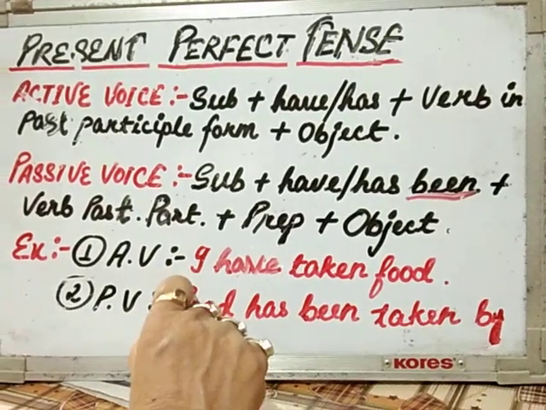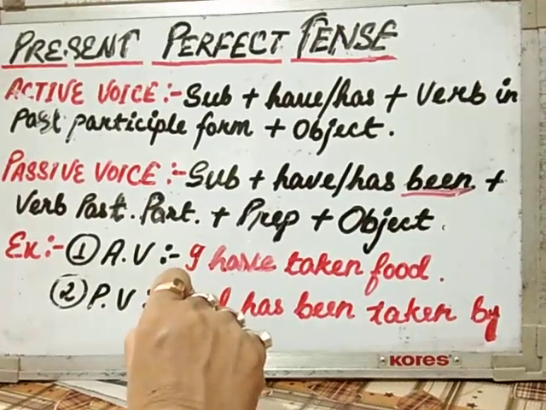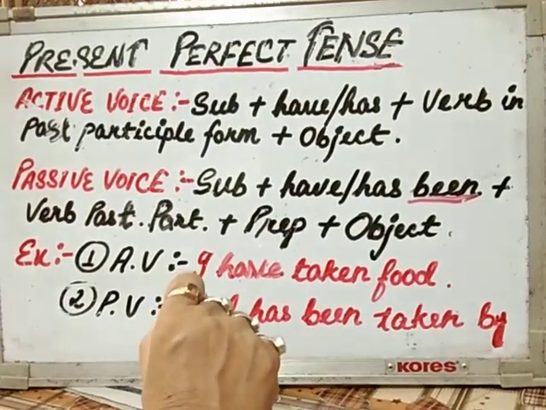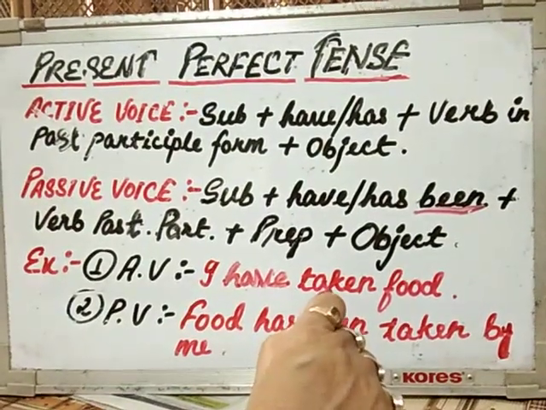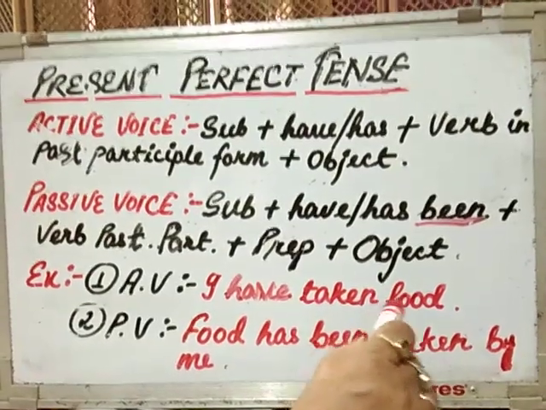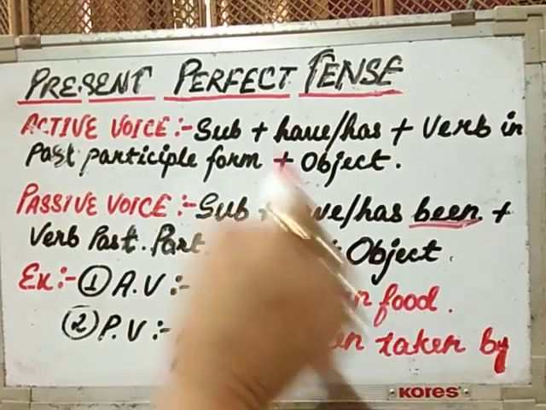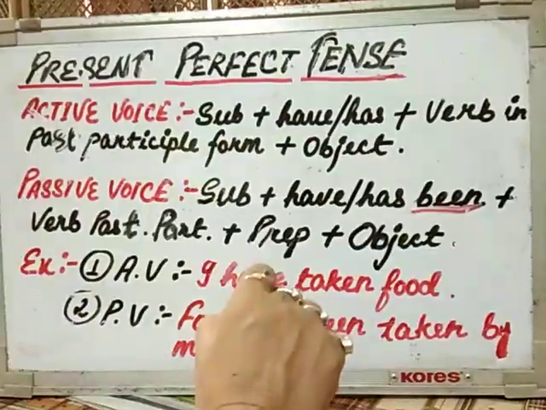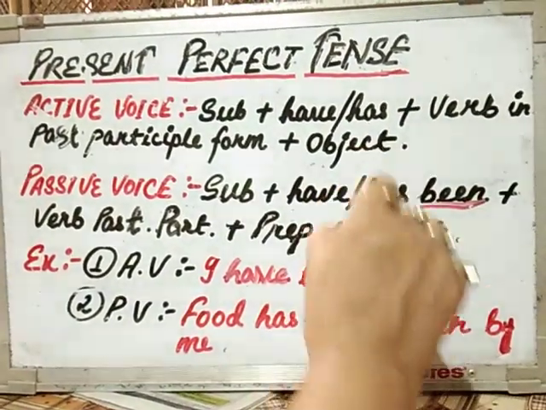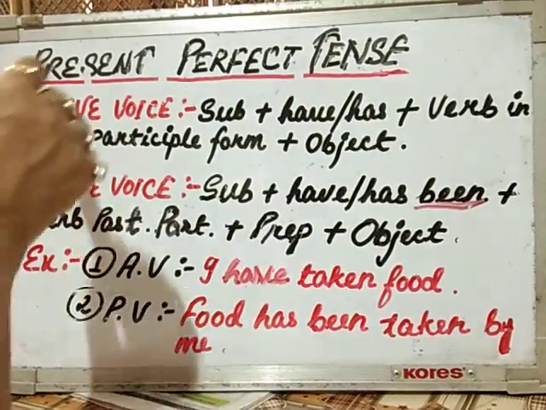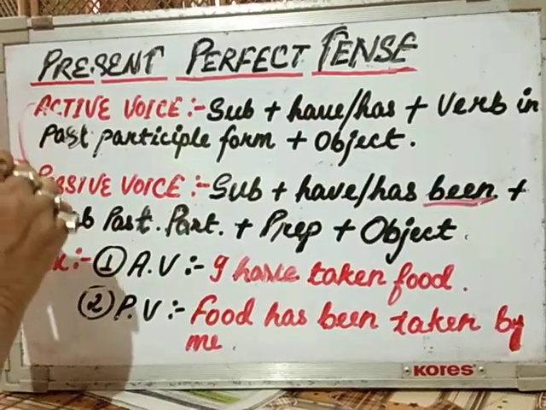In the active voice, I have given a sentence also: I have taken food. This is the subject, I. Since it is the first person, here I have written have, and then taken, the third form of the verb, that is the past participle form, and food is the object. So subject, have according to the person, verb in past participle, taken, and object, food. So you understood maybe. Now I am going to change it from active to passive voice.